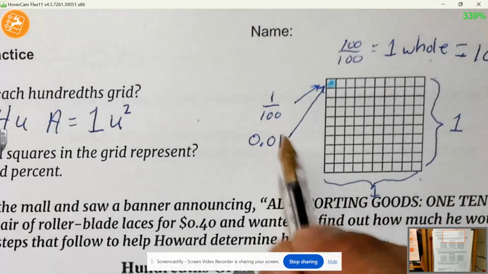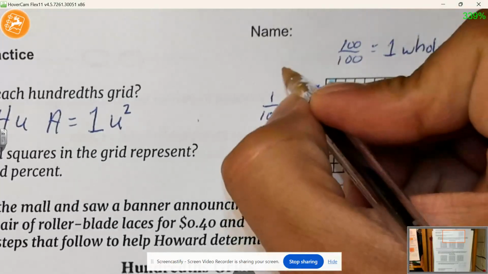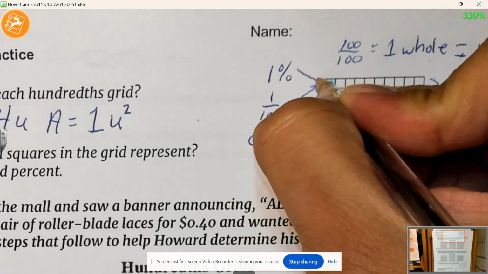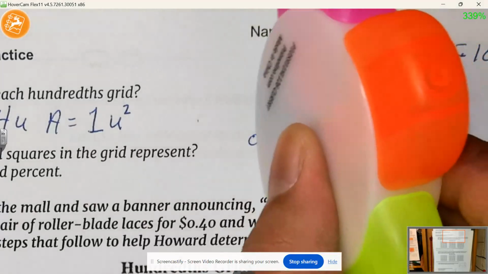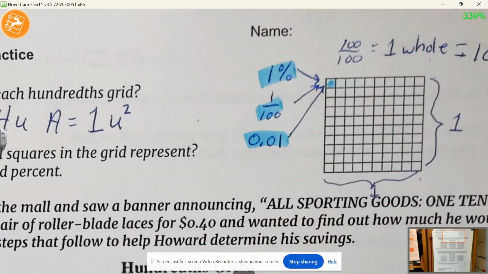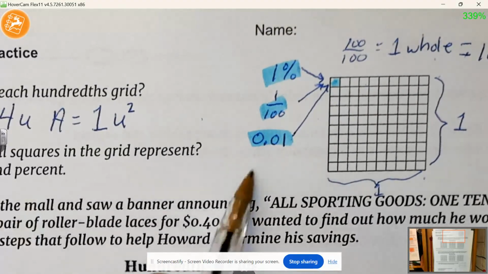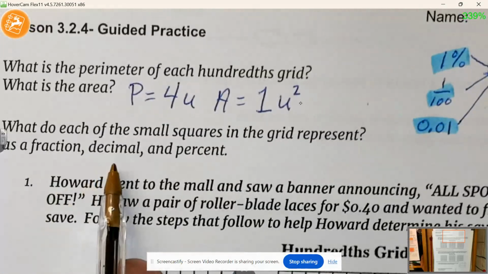Okay, so as a percent, what would that one box be? And that one right there would be 1%. So all of these numbers represent one of those squares within the hundredths grid. All right, so that is as a fraction, as a decimal, and as a percent. Okay, so that was this question here.